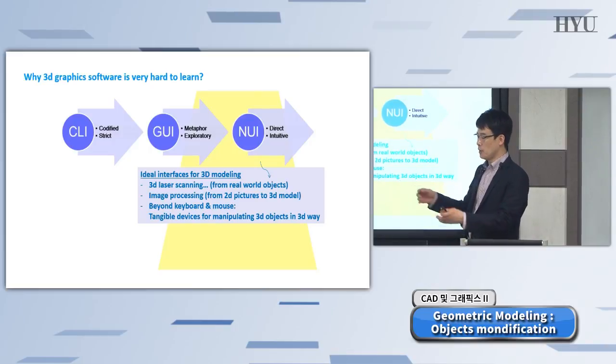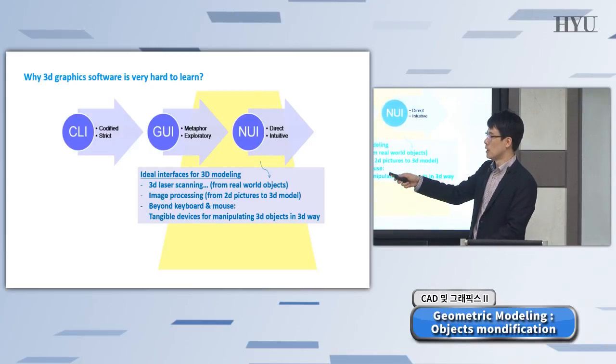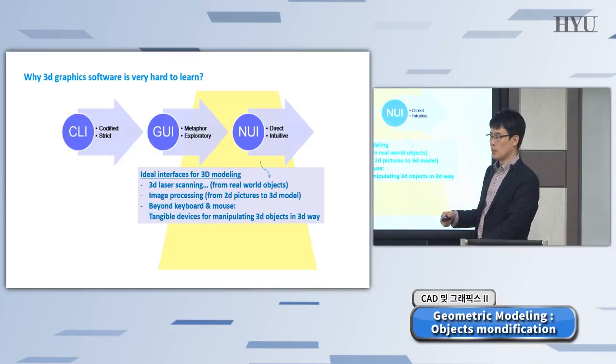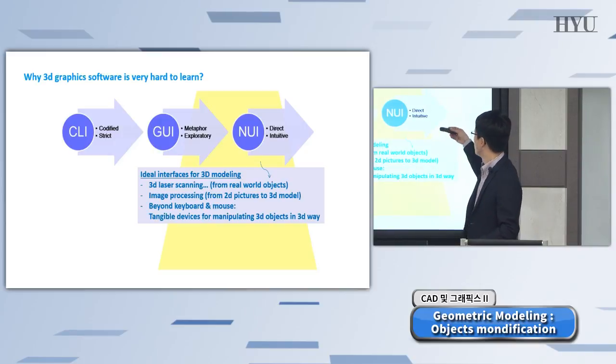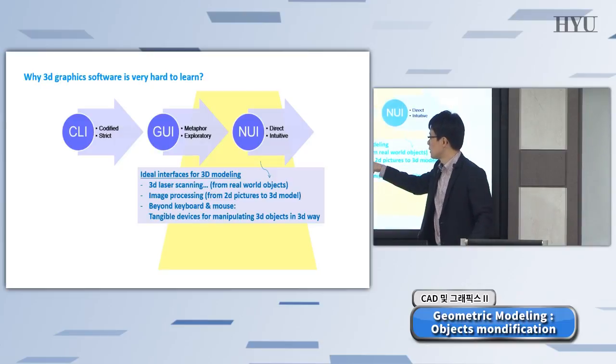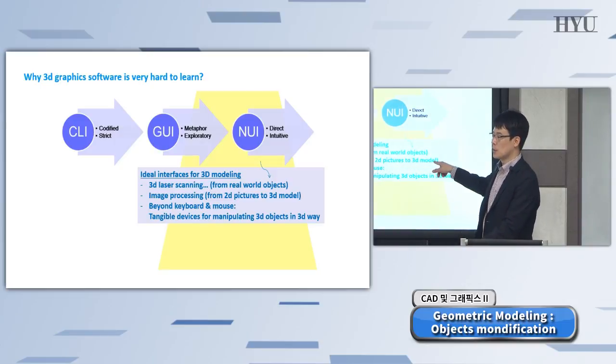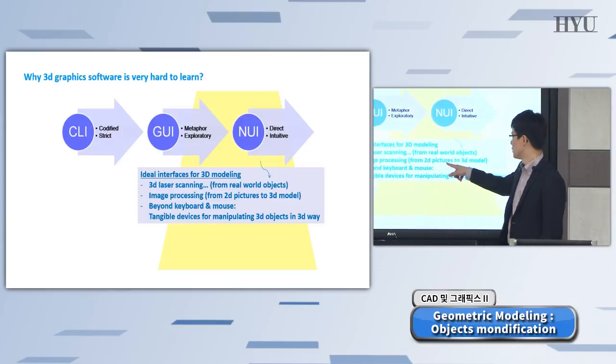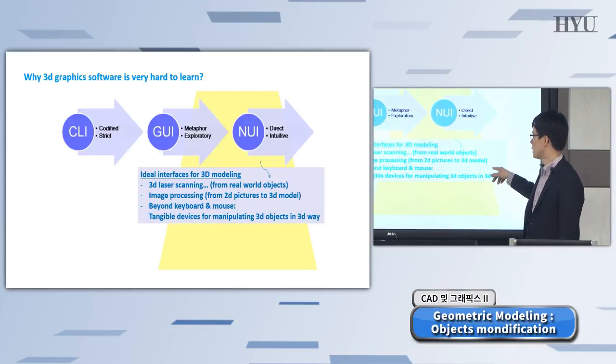So what if you can create this kind of object in the 3D world using a 3D magic wand? You can draw something in 3D, okay? By using a computer interface, not 2D modeling like this one, right view, front view, top view, whatever. So 3D laser scan is a representative option for modeling in the real 3D world. Image processing, so-called photogrammetry, is also an available technology nowadays, from 2D pictures to a 3D model.